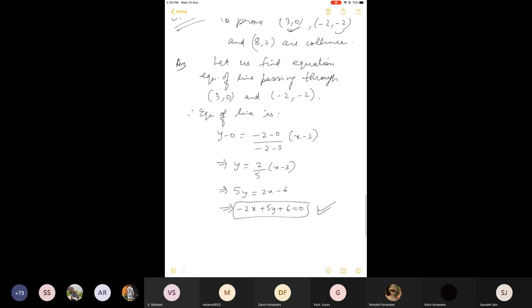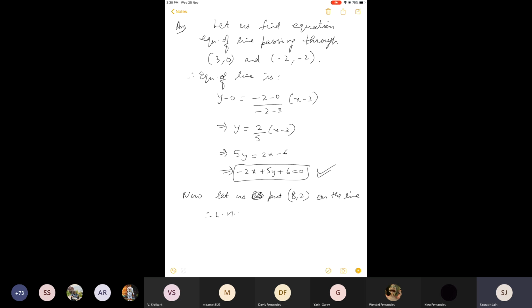Now let us put 8, 2 on the line. That means I want to check whether this point lies on this line or not. So I will take the LHS of this equation: minus 2 into 8 plus 5 into 2 plus 6, and I see that it is coming 0. Okay, so therefore 8, 2 is also on the line.